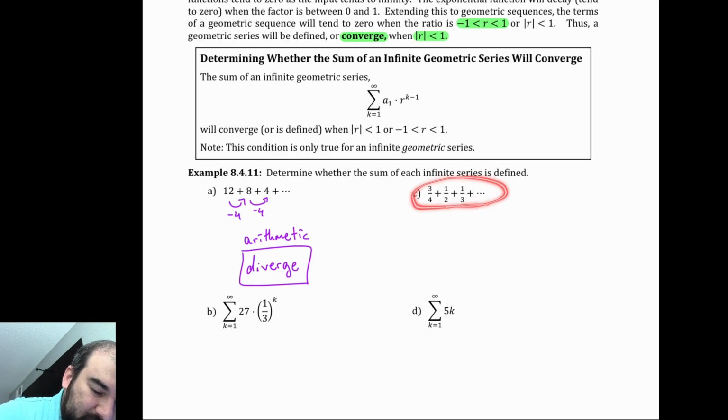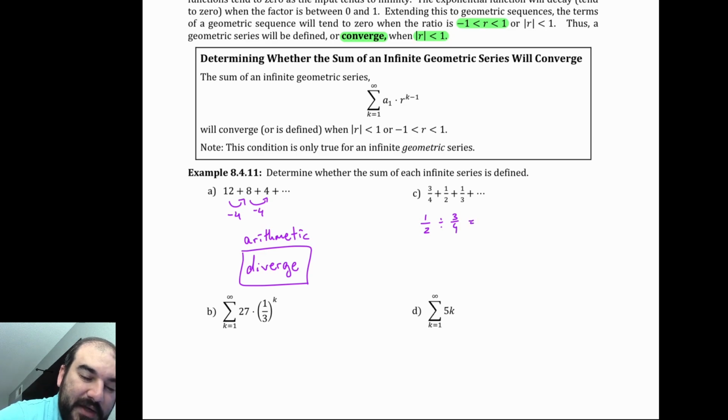Example 2, however, or part, let me talk about part C. Part C, I don't know if it's arithmetic or geometric, so let's put it to the test. If I want to check if it's geometric, because if it is geometric, then we want to know what r is. To find r, we're going to want to take a term and divide by the previous term to find that common ratio. So I want to take 1/2 and divide that by 3/4.